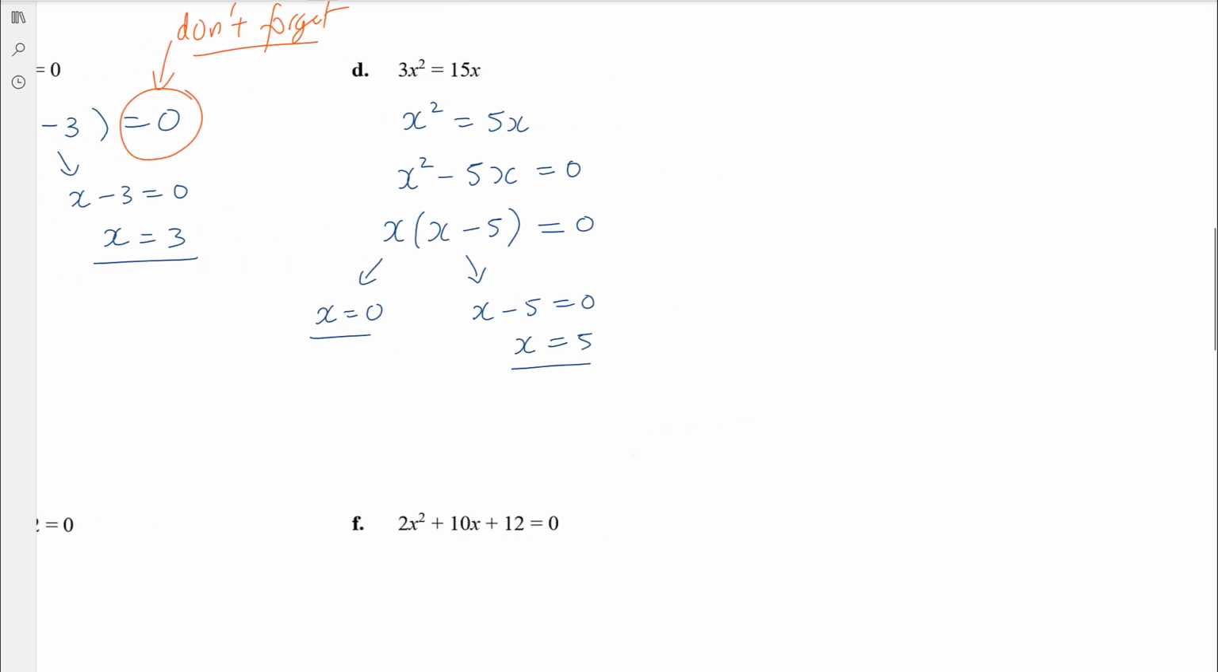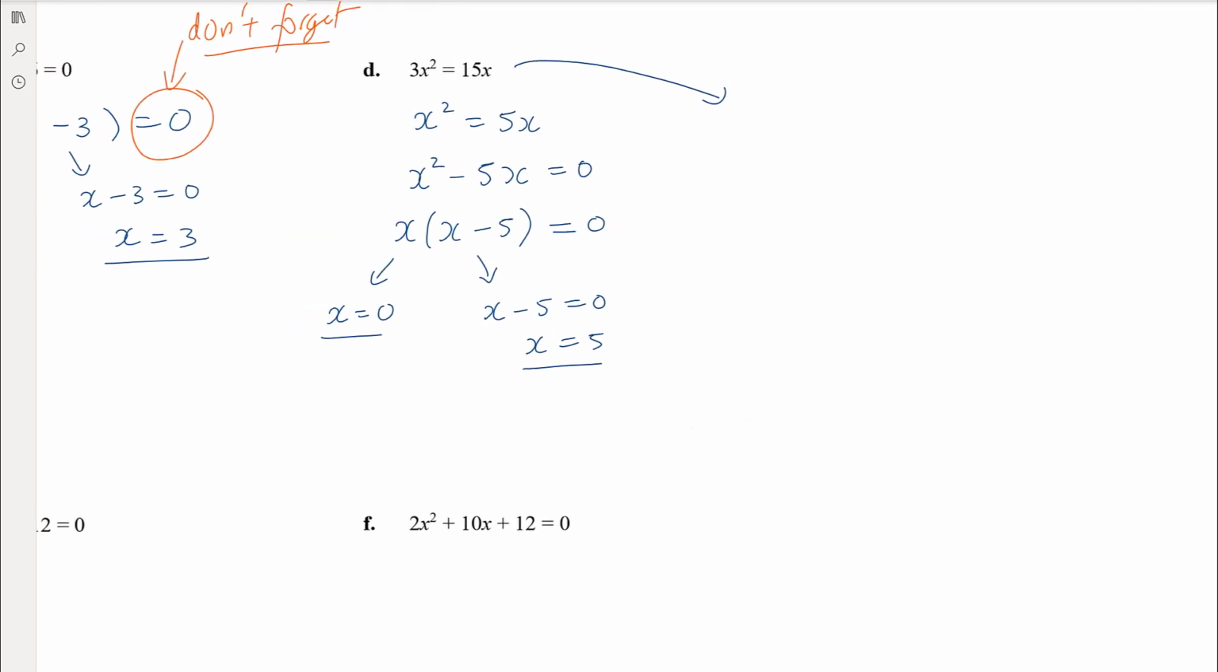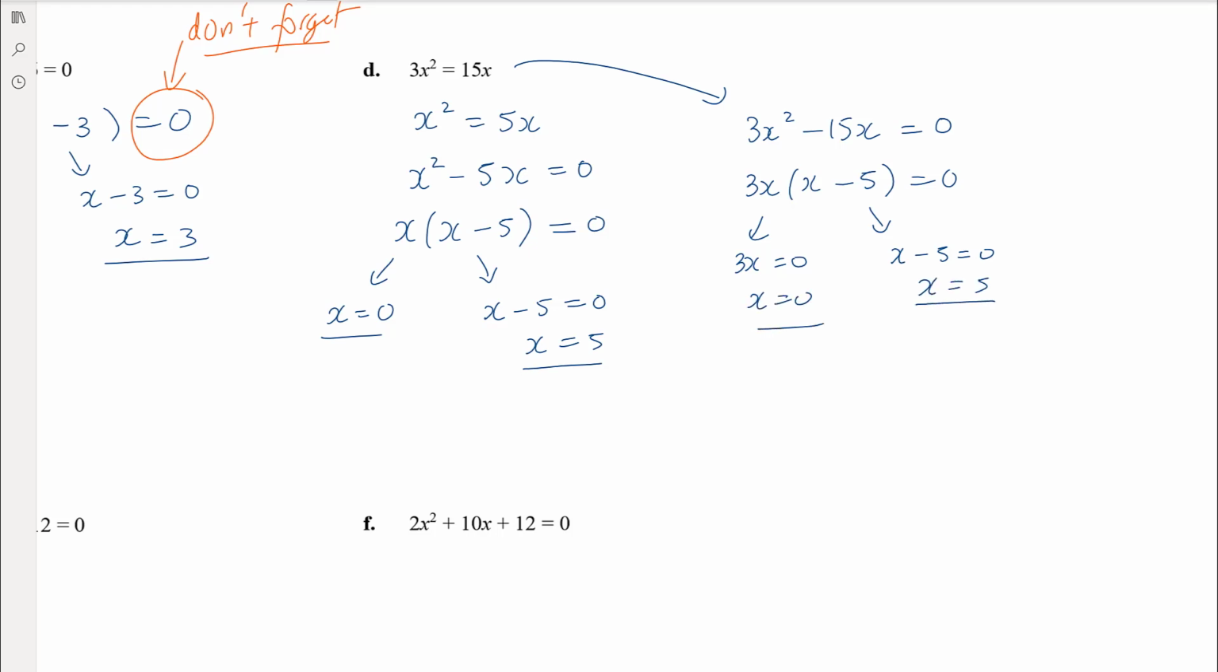Now I just want to be clear about the fact that if you didn't take the 3 out first, that wouldn't be an issue. So 3x squared minus 15x equals 0. Common factors are 3x. And then you would simply get that 3x equals 0 or x minus 5 equals 0. If 3x equals 0, it means x equals 0 or x equals 5. So it doesn't matter if you don't divide away that 3 at the start, but it's perfectly okay to do so, and it sort of simplifies things earlier on.